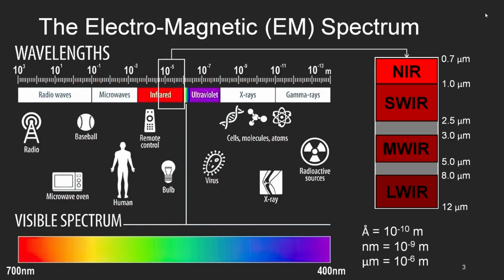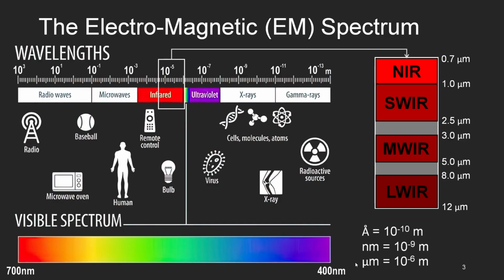Angstroms, here, 10 to the minus 10 meters, are often used for discussing light wavelengths shorter than the visual band. Nanometers for light in the visual band, and micrometers, or microns for short, throughout the rest of this presentation.